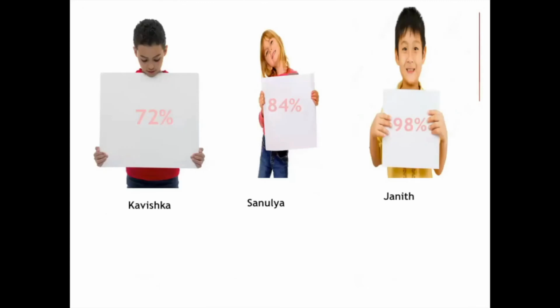Now we all can see 3 happy children, Kavishka, Sanulya and Janit. They have got their English marks. Kavishka got 72% for his English test. Sanulya got 84% and Janit got 98%. They all are happy. Their marks are higher, and the highest is Janit.